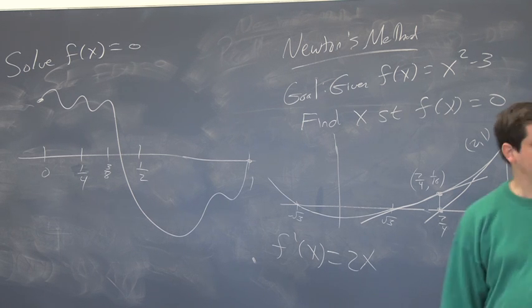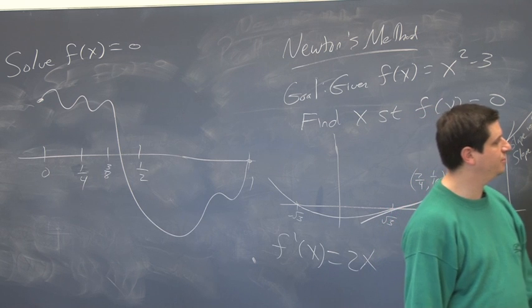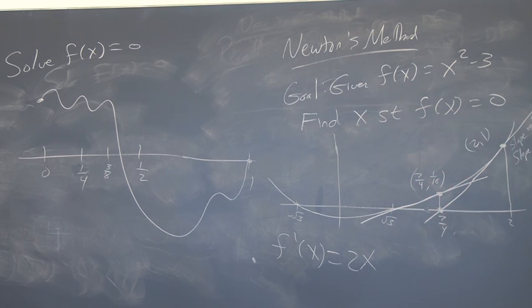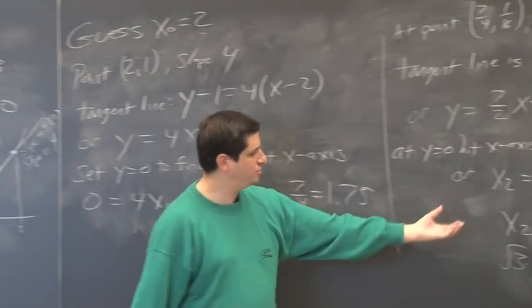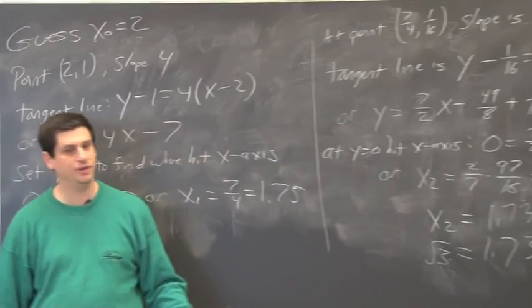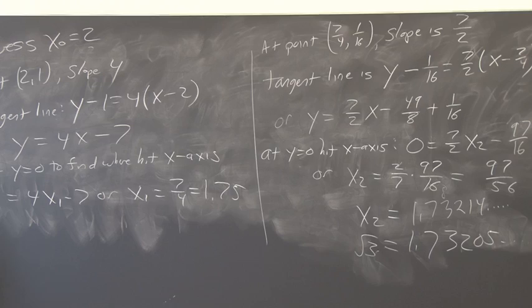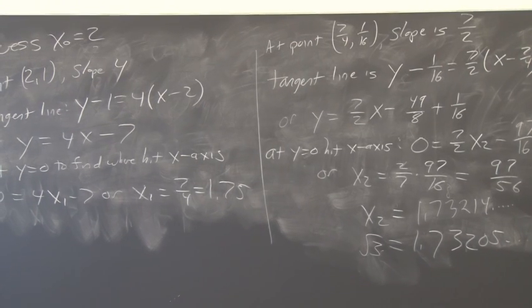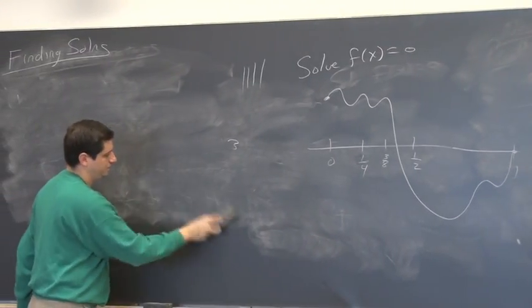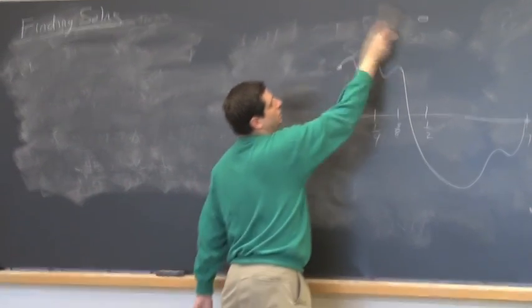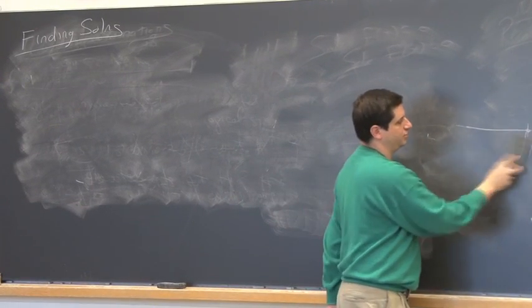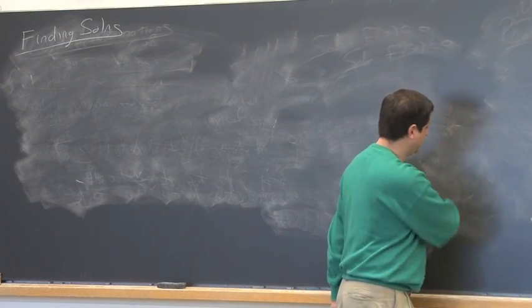Okay? So we can form a sequence of approximations to square root of 3. x0 is 2, x1, the next one in our sequence, is 1.75. I'm sorry, x2 is 1.73214... And this is an introduction to sequences and series. We're getting these numbers by looking at where these tangent lines hit. So there are more functions in the world than x squared minus 3. There's lots of other functions.